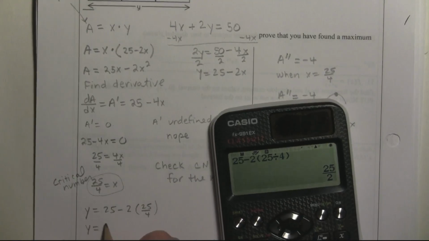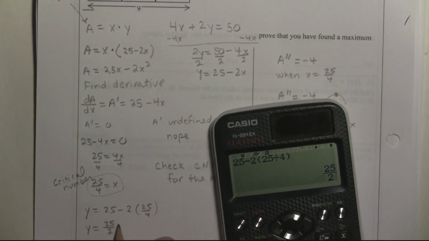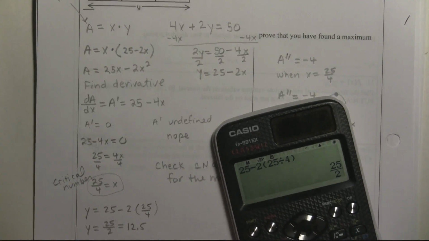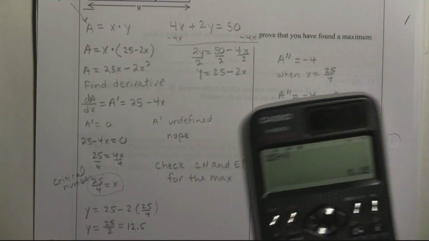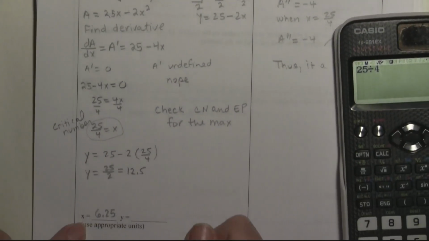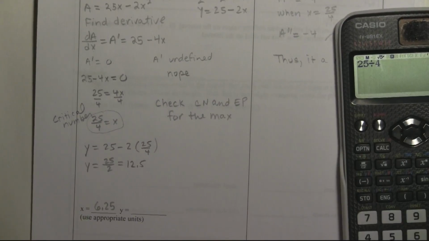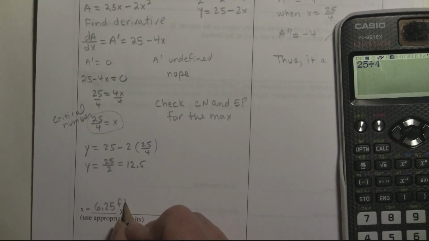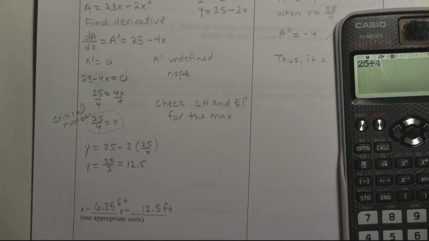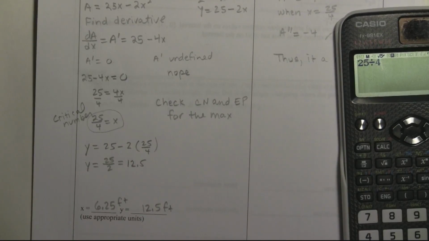25 over 2. That's 12 and a half, right? 12.5. 25 over 4. Kind of early this morning, I don't know. It's 6.25. So I'm going to go ahead and write this as 6.25, just because I like when I'm measuring. And this was in feet, and 12 and a half feet. So that's going to make the biggest area possible there.